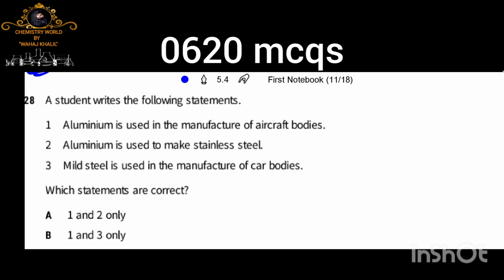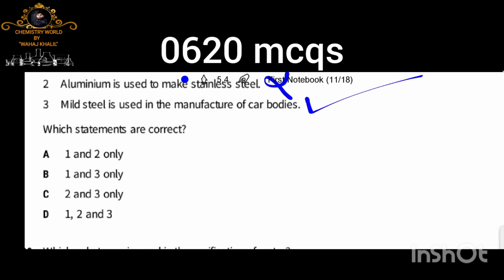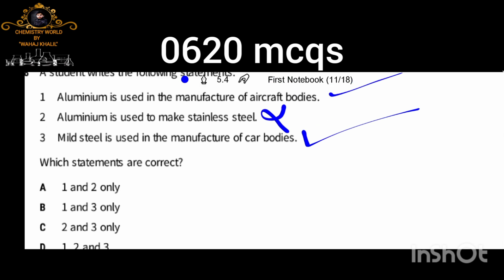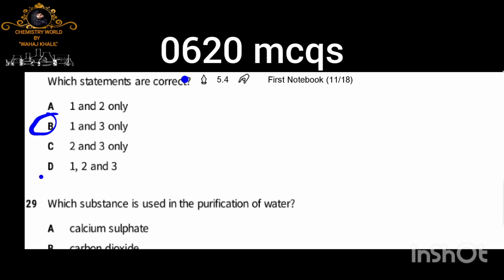A student writes the following statements. Aluminium is used to manufacture aircraft bodies. That's right. Aluminium is used to make stainless steel. It is not right. Mild steel is used in the manufacture of car bodies. Yes, it is right. Which statements are correct? So options 1 and 3 are correct. So option B is the right option for MCQ number 28.